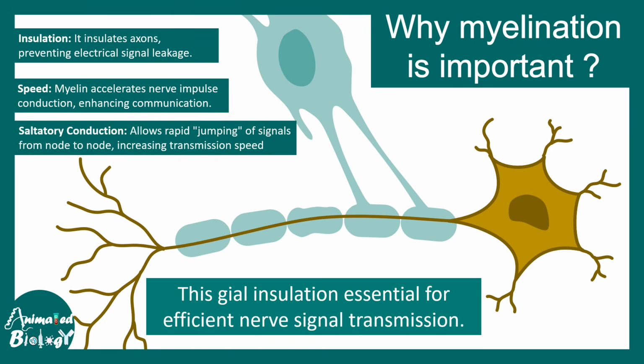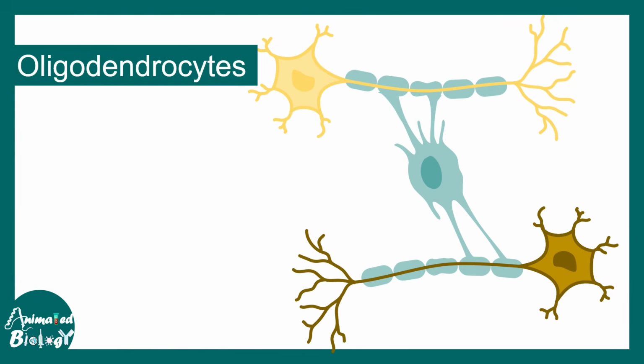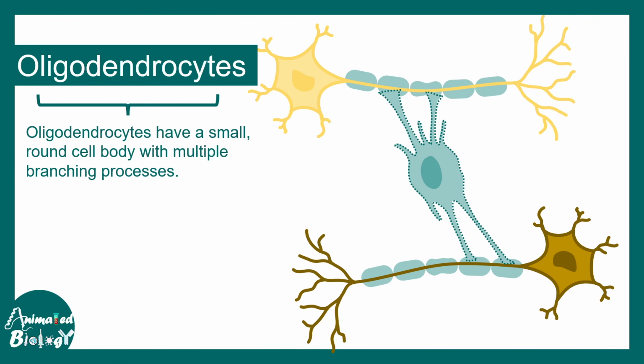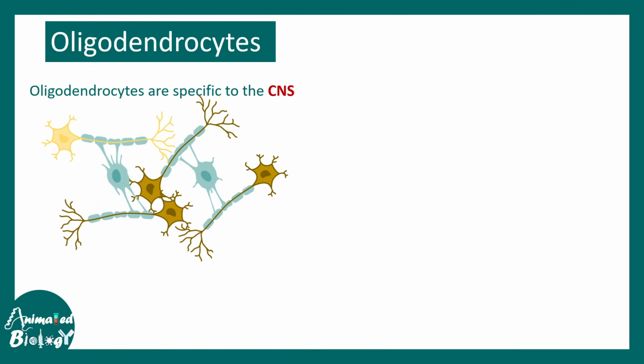Speed and saltatory conduction are only possible thanks to these myelinating cells. Also, the efficiency of the transmission of neuronal signals is enhanced when there is myelination. So overall, oligodendrocytes play an important role in myelinating the axons. Now, one oligodendrocyte can myelinate several axons. So this is very peculiar. Also, they extend their processes and can reach several neurons spaced apart.